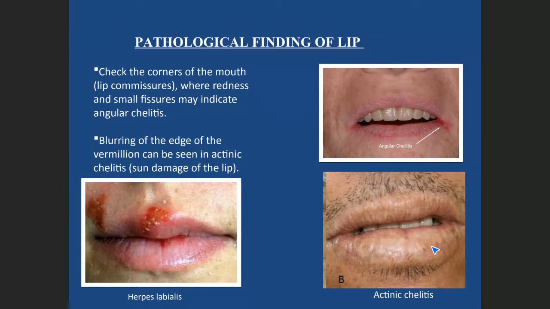Also, there is a condition mostly seen in people who are exposed to direct sun, like people who work throughout the day in extreme sunny conditions. You see here there is no demarcation between the lip vermilion border and the vermilion. Can you see this demarcation is not there? It is commonly seen in actinic cheilitis, in people who are exposed to sun.